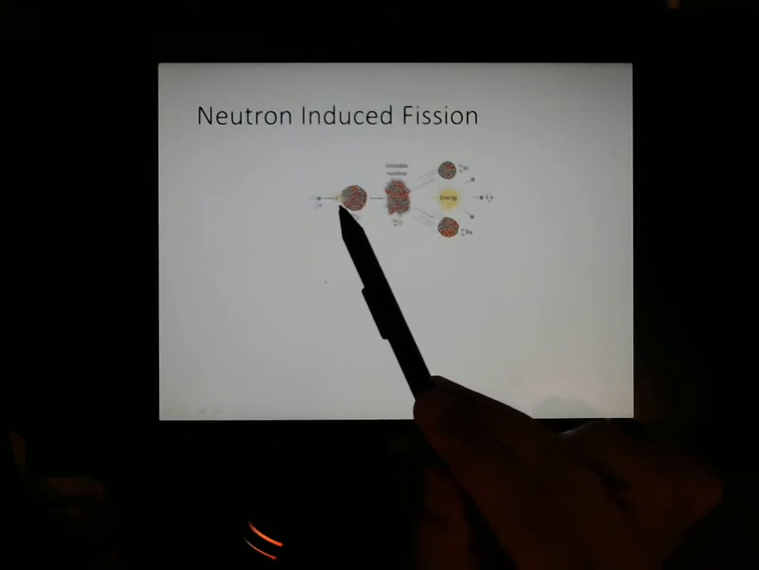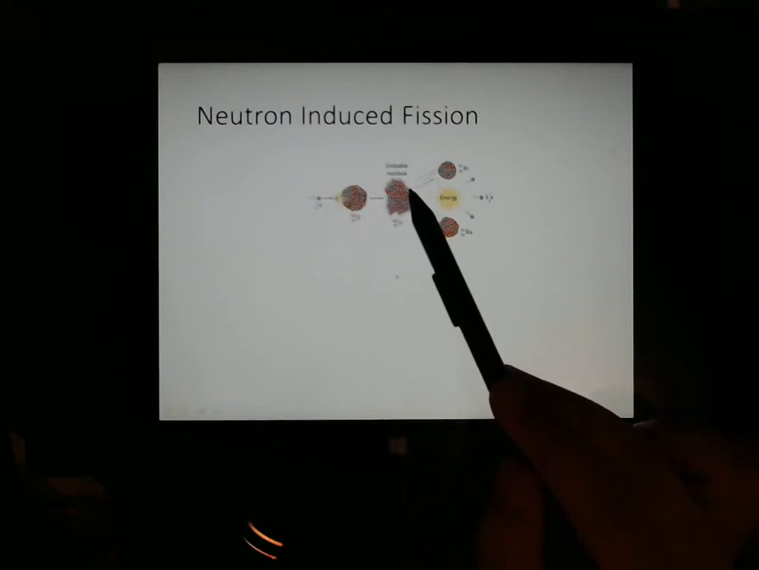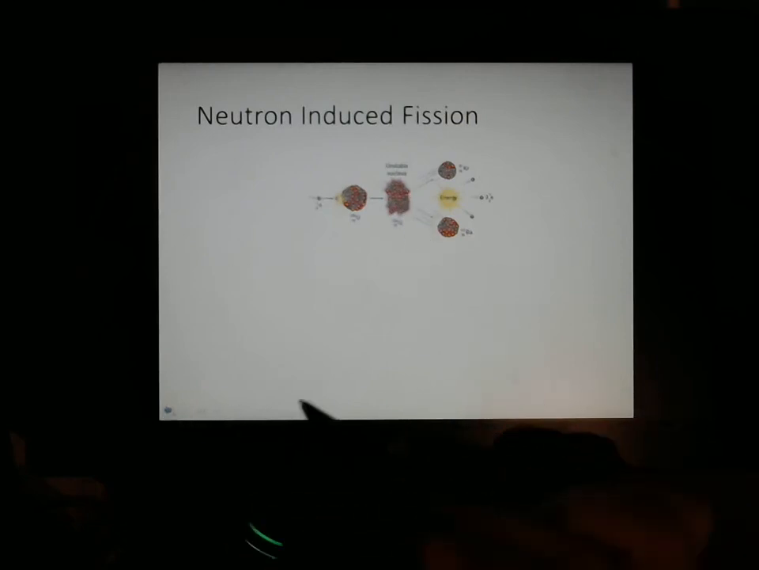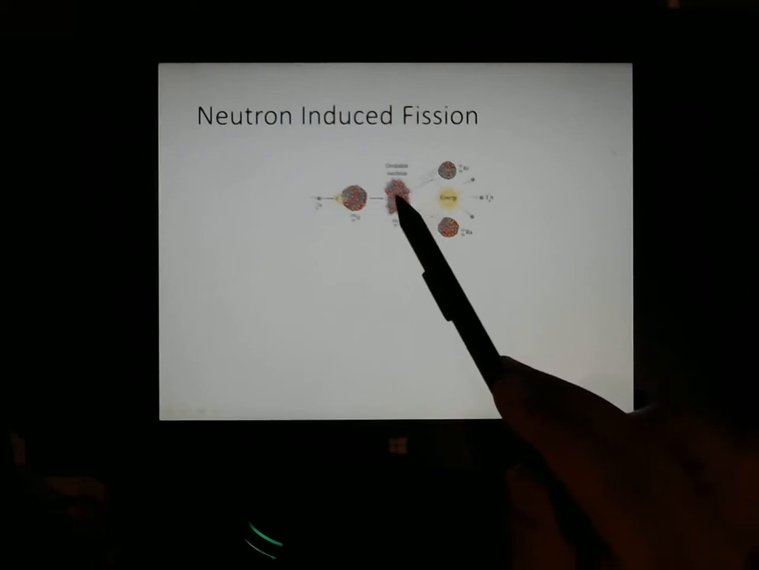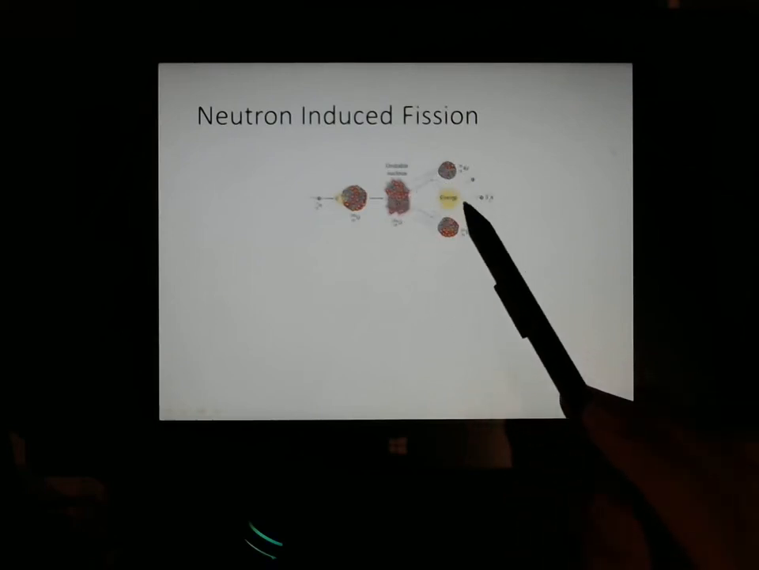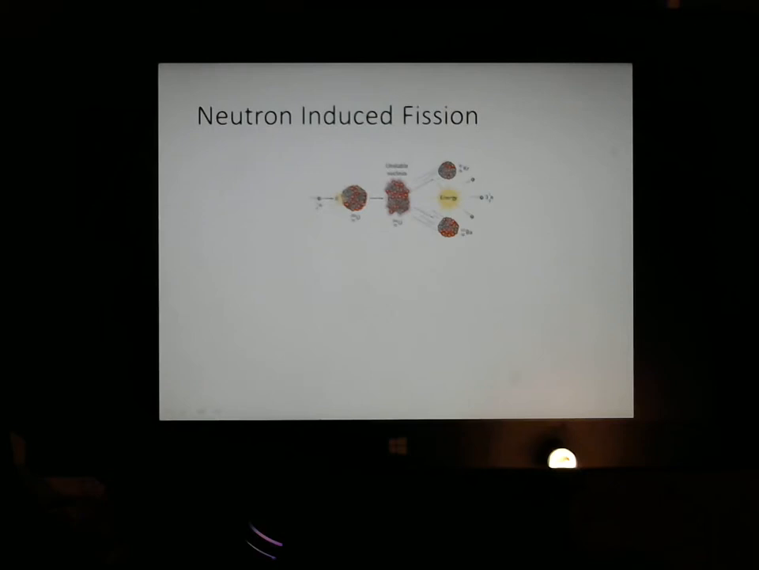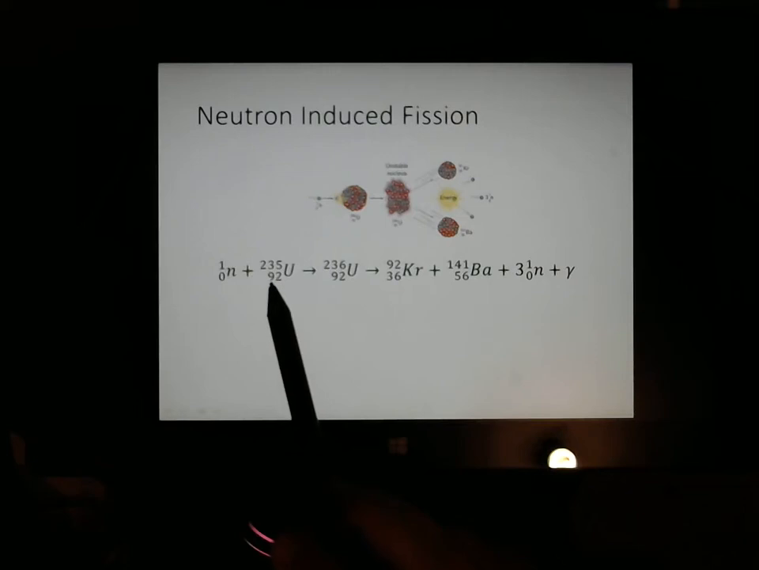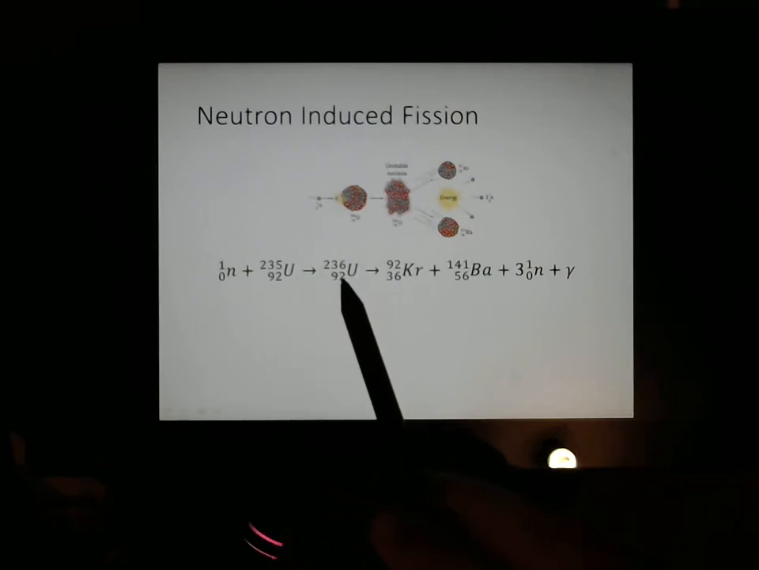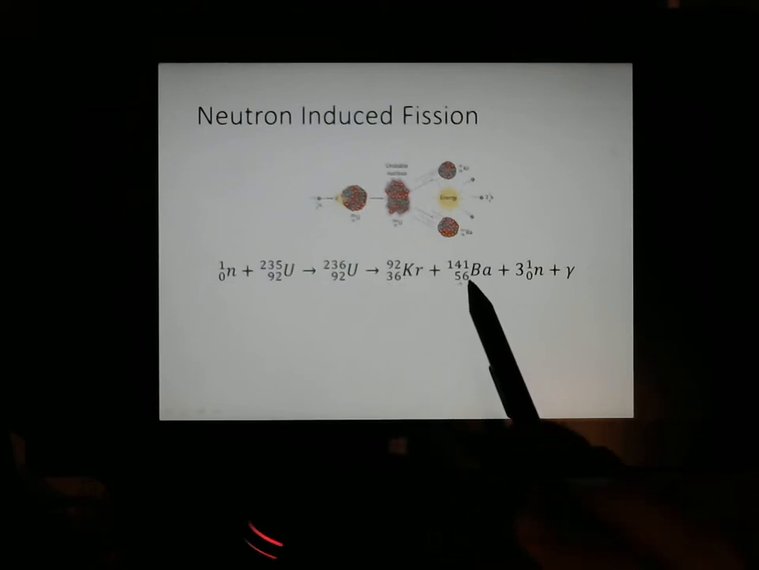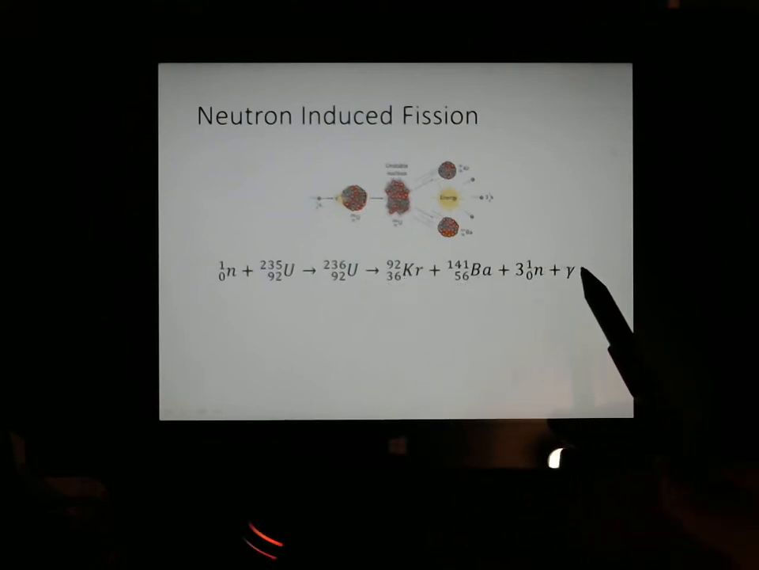So we have a neutron smashing into a uranium-235, and this one looks weird, and they're using this here to represent the fact that it's unstable. That unstable atom then splits into some krypton, some barium, not the planet, it's an element, krypton, barium, 3 neutrons, and some energy. If we were to write this in an equation, it looks like this. 1 neutron plus uranium-235 produces uranium-236, which then produces krypton-92, barium-141, 3 neutrons and a gamma ray.